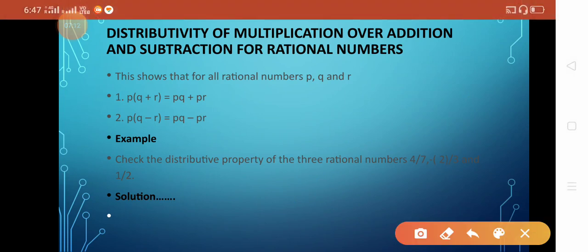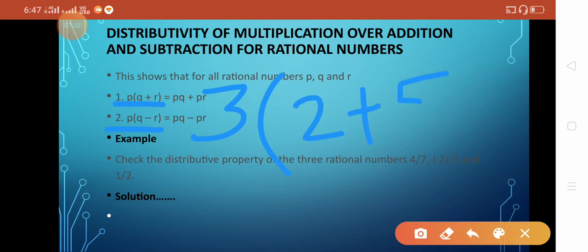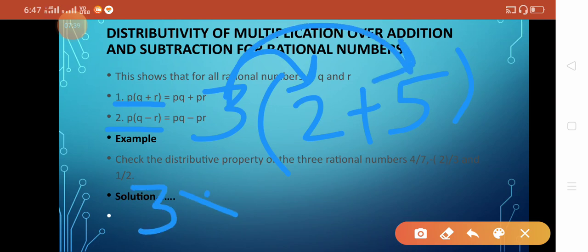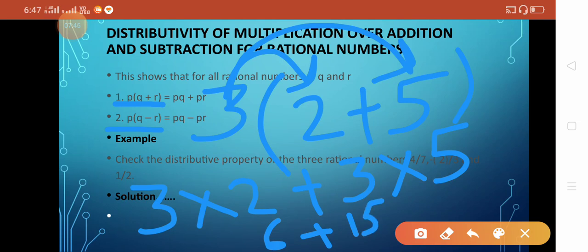Now distributivity of multiplication over addition and subtraction. What does it mean? If you are given something like this or like this, what do you have to do? You simply have to multiply the outer number by each number inside the bracket. For example, you are given 3 times (2 plus 5). Firstly you multiply 3 by 2, and then you multiply 3 by 5. So it is 3 multiply 2 plus 3 multiply 5.